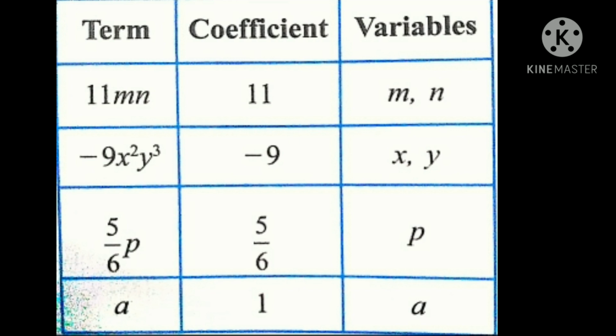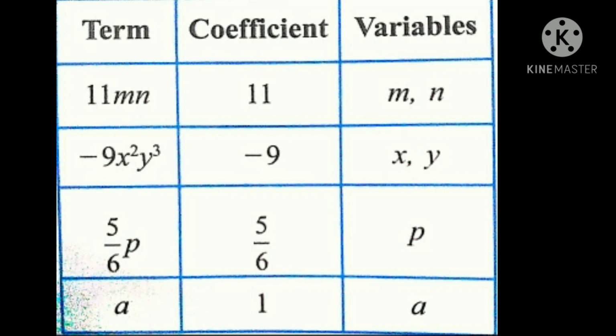Now see the second example, minus 9x square y cube. This is also one term, and here the coefficient is what? Minus 9. We have to take the coefficient along with the sign. For example, 11 has a plus sign; if we show it, it's okay, and if we don't, that's also fine. For minus we need to show it. So minus 9, and what are the variables? x and y are the variables. You don't have to write x square y cube. You just have to write what alphabets are used. Alphabets are variables. Just write the alphabets.